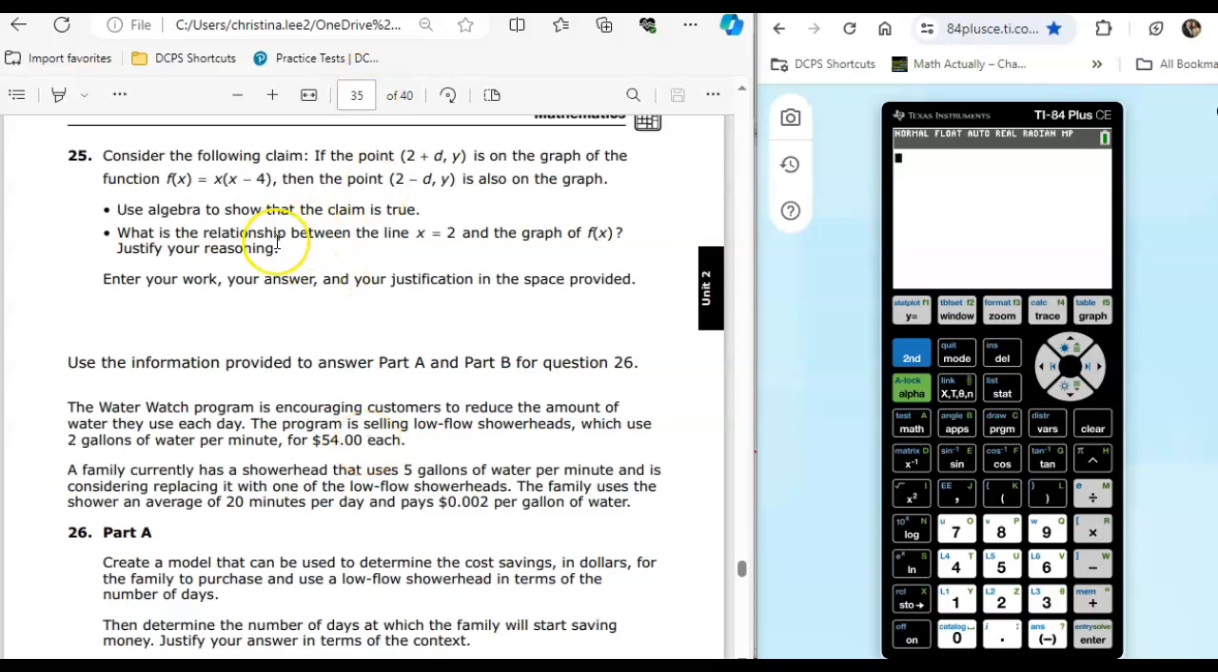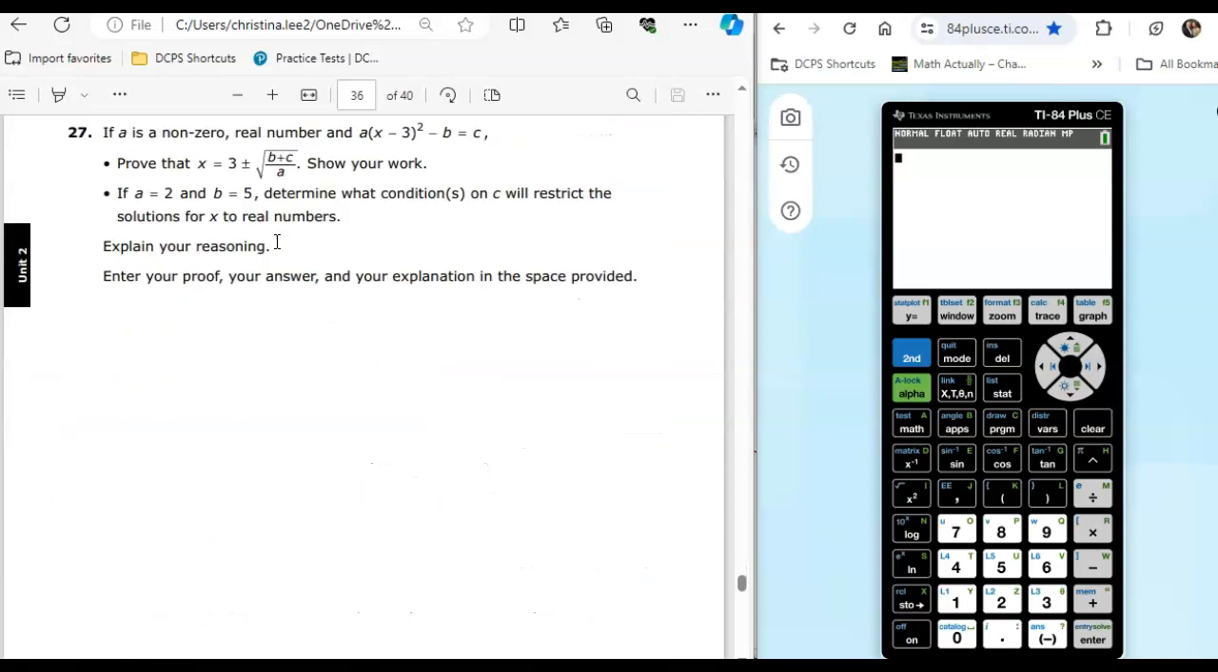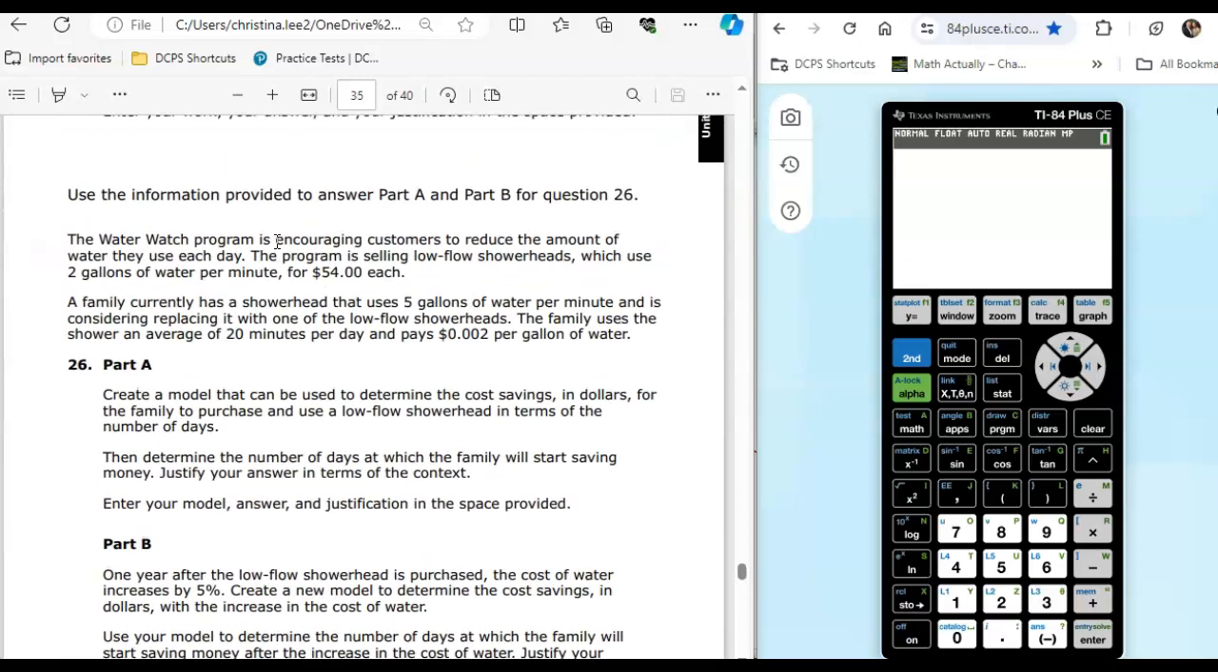Hey everyone, welcome to question 25. Question 25 is one of those questions where we need to give a full explanation, and actually 25, 26, and 27 are ones where we're going to show our work.